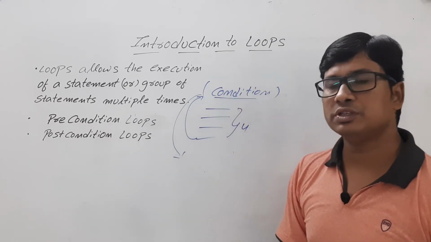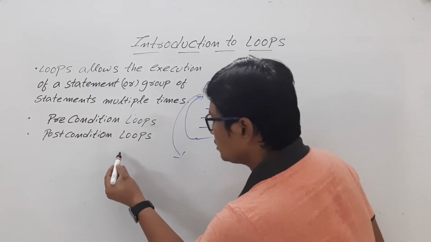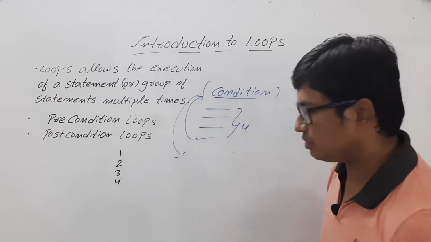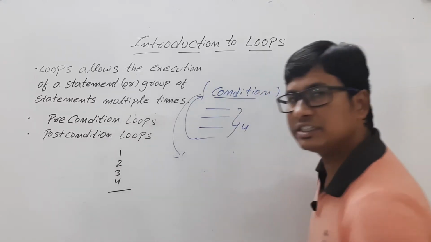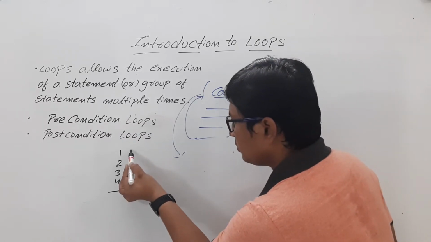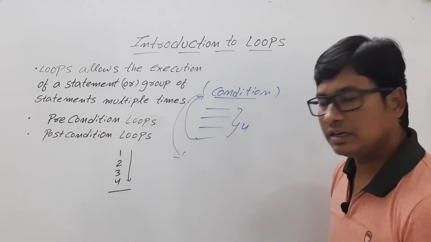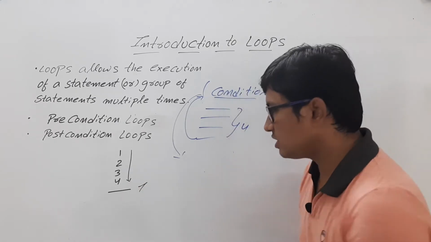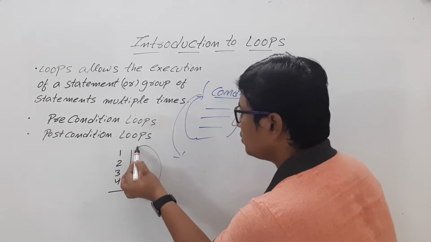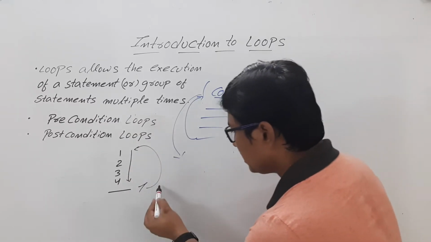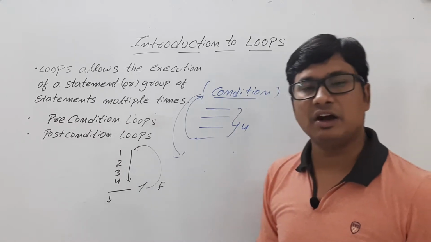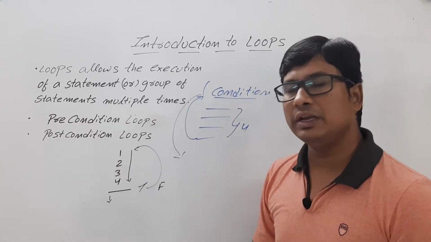But coming to the post condition loops, you will execute the statements first. Suppose you have statement 1, statement 2, statement 3, statement 4. Then you will have a condition. So the first time you will execute the statements. The condition can be either true or false. If the condition is true, again you will execute the statements. If the condition is false, you will come out of the loop and execute the statements after the loop.